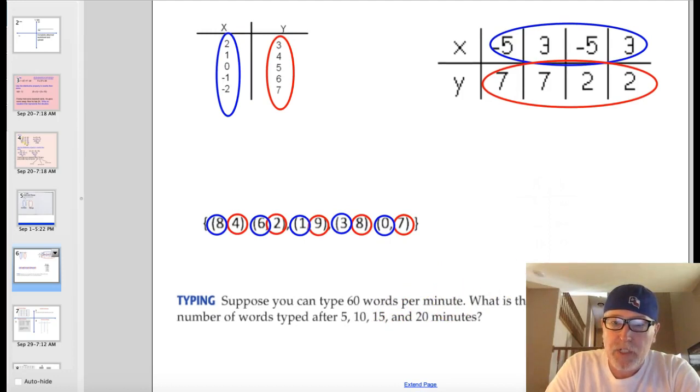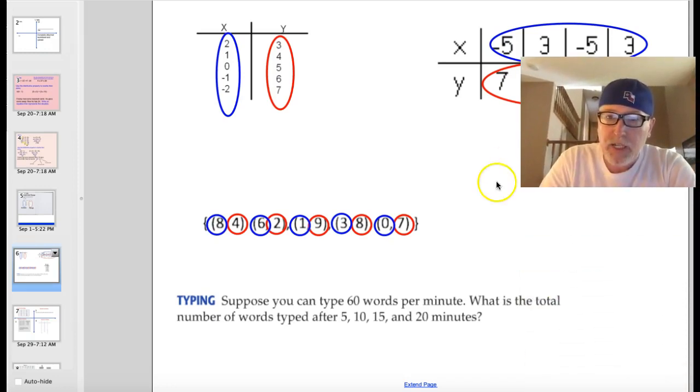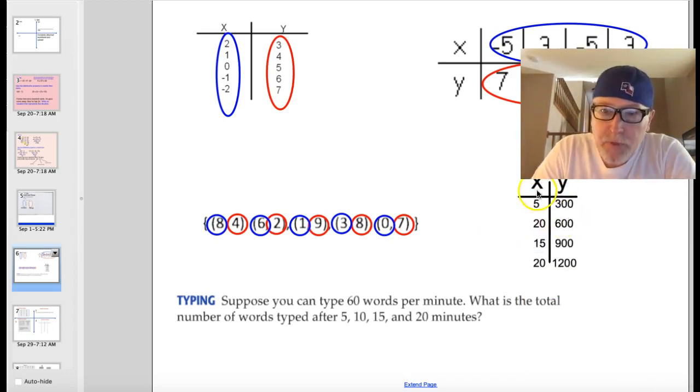Suppose you could type 60 words per minute. What is the total number of words typed after 5, 10, and 20 minutes? Just put myself up here so I can click it in. Well, you just make a table. Here's your XY table. Here's your domain. Here's your range. In 5 minutes, well, 5 times 60 would be 300. In 10 minutes, be 600, 15 minutes, 900, 20 minutes, 1200.